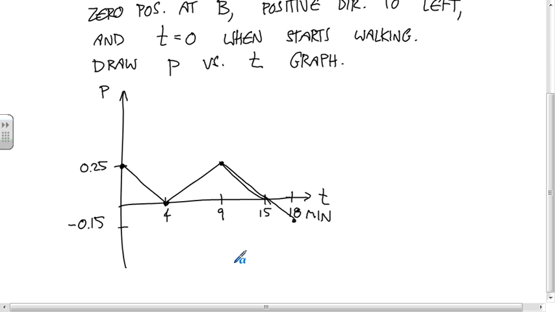Does anyone have any questions about that? So you can almost exactly apply this approach to those questions. Okay.